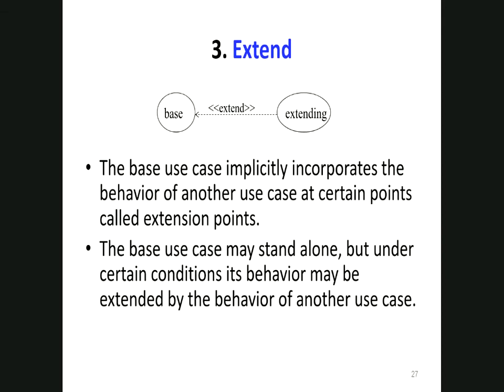You see the direction of an arrow. The head of the arrow is touching the base and the tail is touching the extending use case. It means this extending function has the same functionality as the base plus some extra functionality, which is optional, not mandatory. In the earlier case it was part of it, and here it is not mandatory.